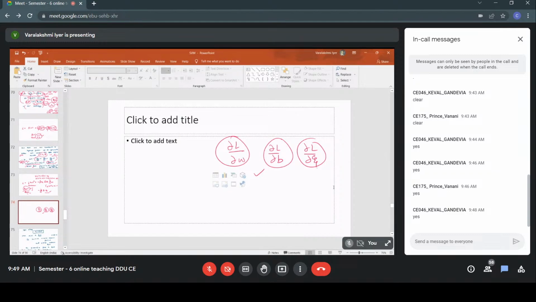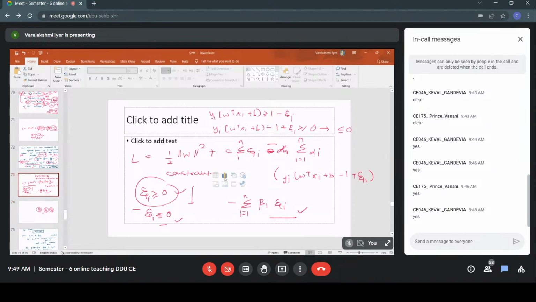Can you calculate del L by del zeta and give me the result that you are getting? I'm giving you 2 minutes. Get me del L by del zeta. What will be the value? Can you tell me what will be the value?